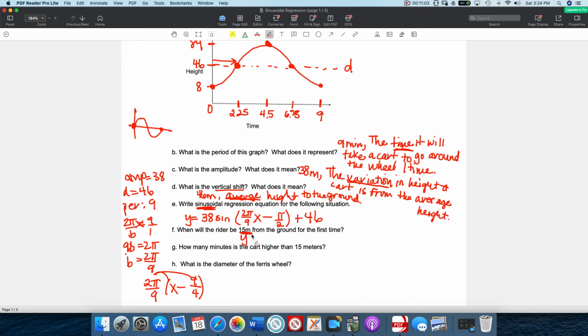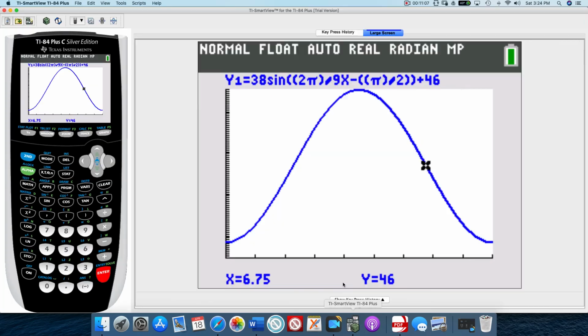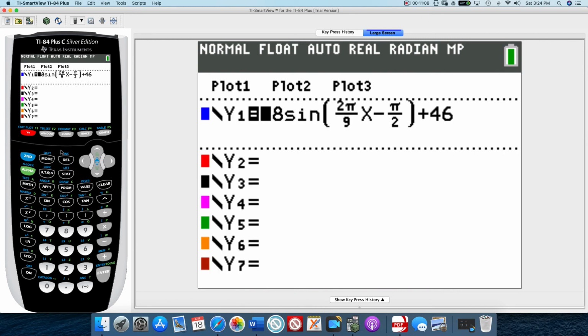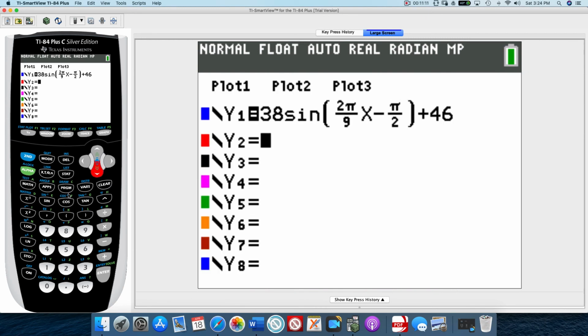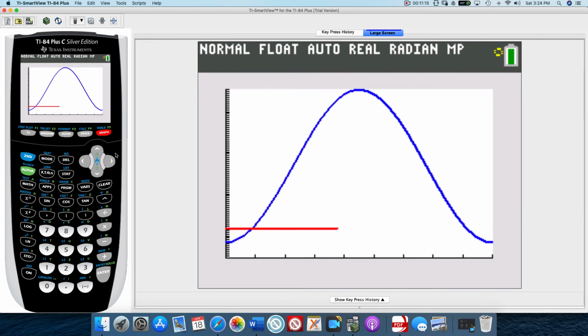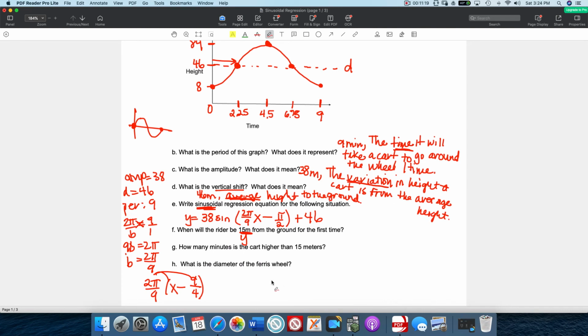So you all know by now, if I want to plug something in for Y, the only place I can do that is right here. So I'm going to go down to Y2, press 15, hit graph. Now, you'll notice the question says, when will it be 15 meters from the ground for the first time?